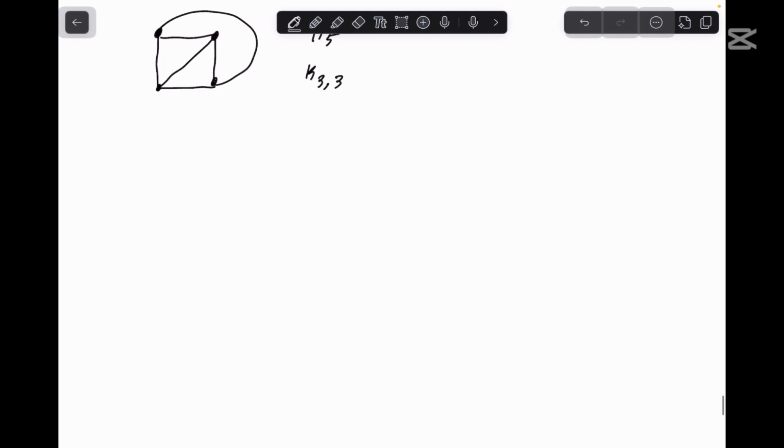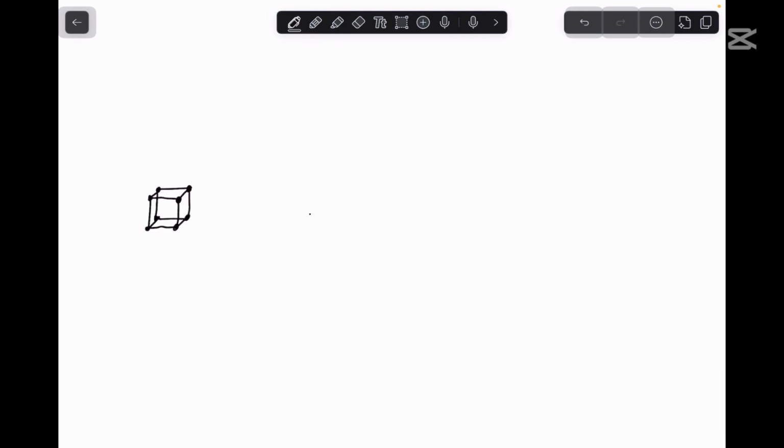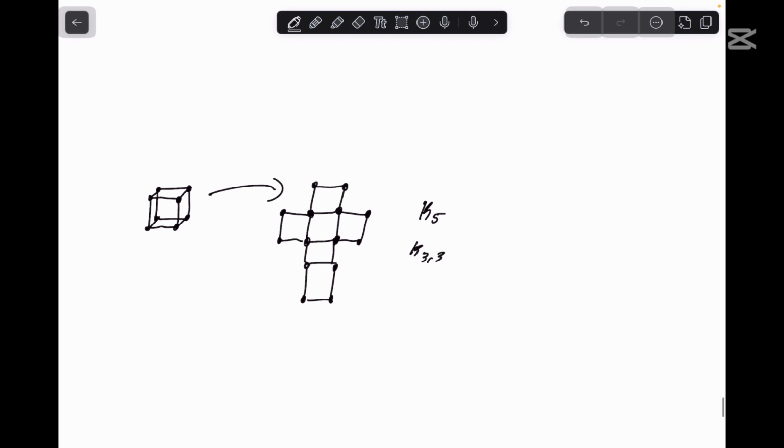Let's look at one more complicated, like the cube graph. Okay, so at first glance, this cube looks complicated because it's 3D. But when we flatten out the cube, we can see it doesn't hide any of the complete 5 graphs or the complete bipartite graph of 3, 3. And again, according to Kuratowski's theorem, since there's no forbidden structure, the cube graph is planar.